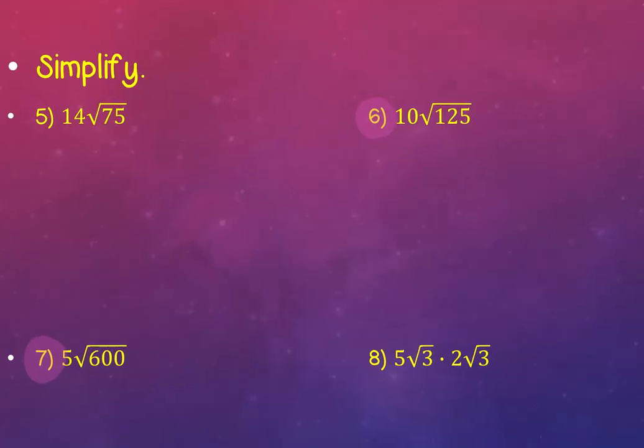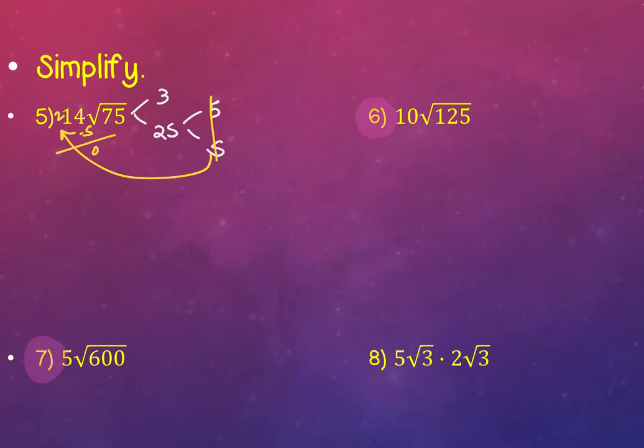All right, 75 breaks down into what? 3 and 25, which is 5 and 5. The 5s go to the outside, get multiplied by the 14 that's already there. And you get 70 square root 3. Raise your hand if you got it right. Okay, good. All right, so again, we'll come back to 6 and 7. We'll use those as practice when we come back tomorrow morning.